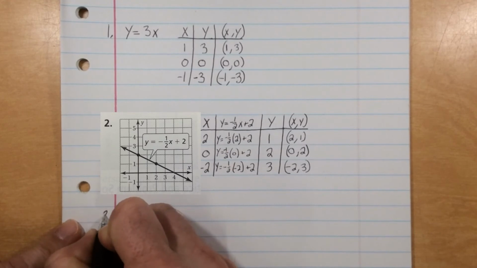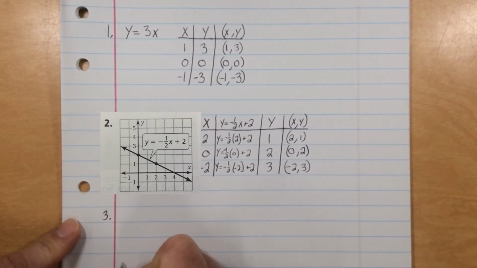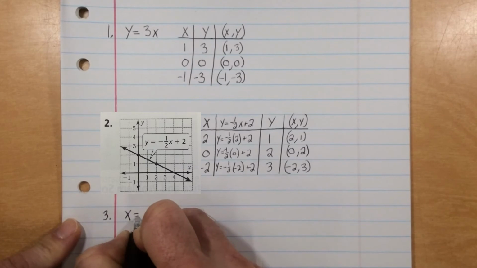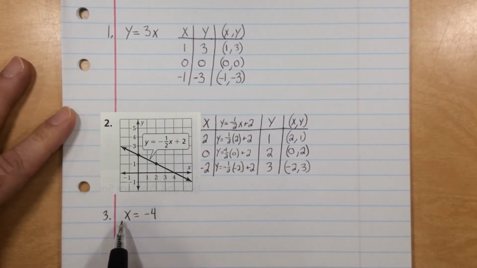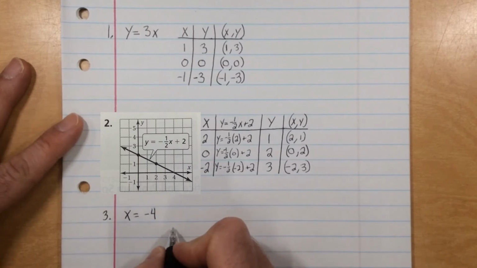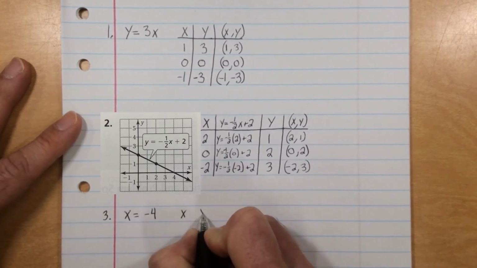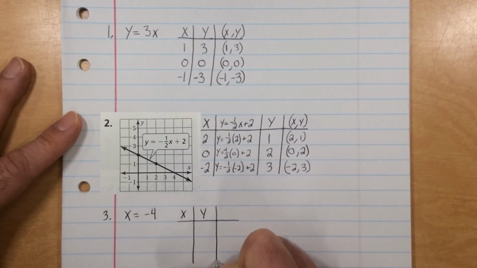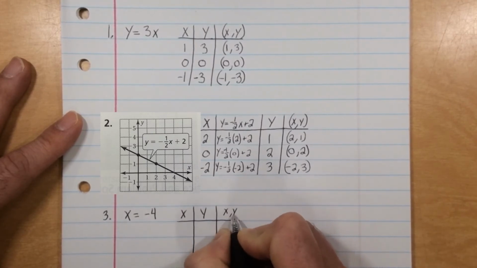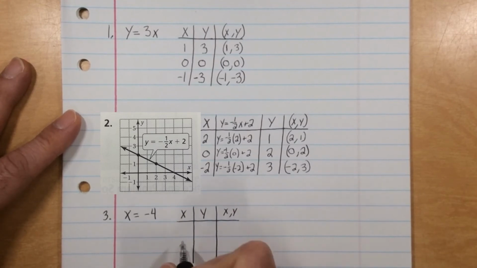Number 3. X equals negative 4. Well, x equals negative 4. Notice there's not a y in here. This goes back to talking about horizontal and vertical lines. Because if I make a chart here, x and y chart, and my ordered pair, x, y, x is negative 4. Well, what about when y is 1? X is always negative 4.